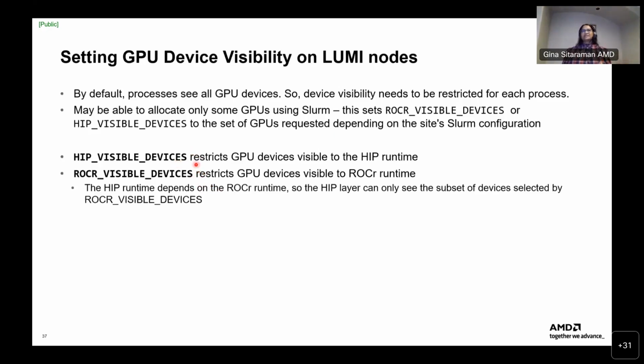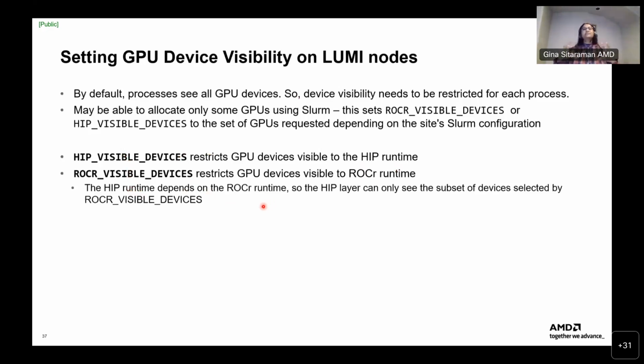HIP_VISIBLE_DEVICES restricts GPU devices visible to the HIP runtime. In the AMD ROCm software stack, we have several runtime libraries, one of which is the HIP runtime, and below the HIP runtime is the ROCr runtime. The HIP runtime depends on the ROCr runtime. To set GPU device visibility for each one of these layers, we use different environment variables. But the thing to remember is the HIP runtime depends on the ROCr runtime.